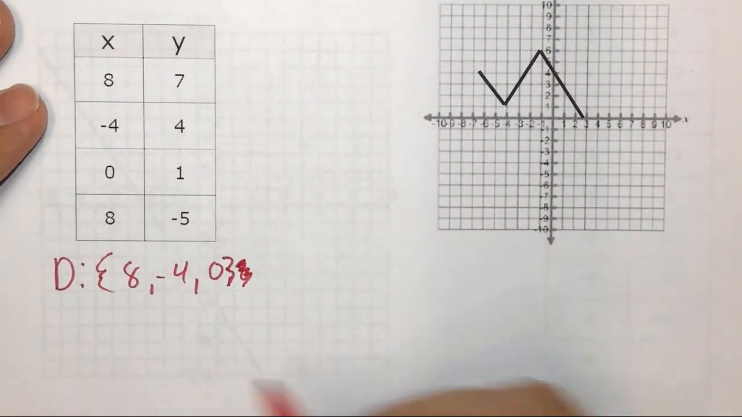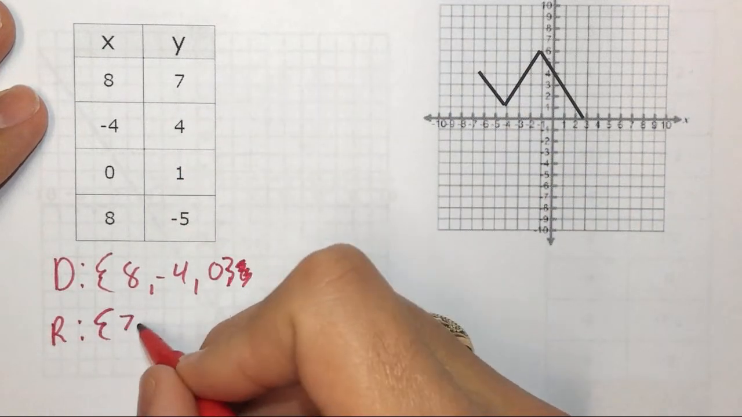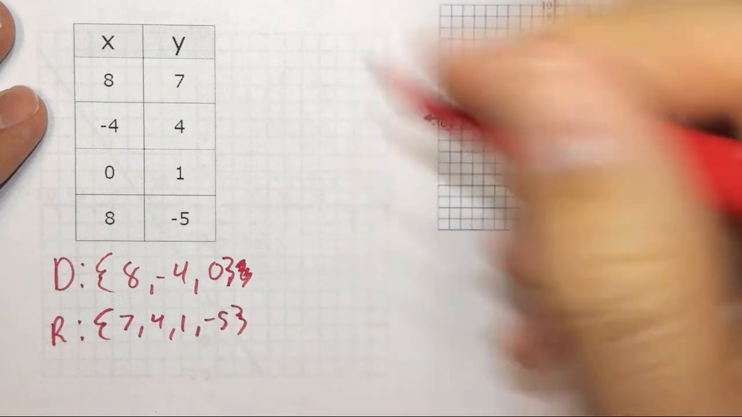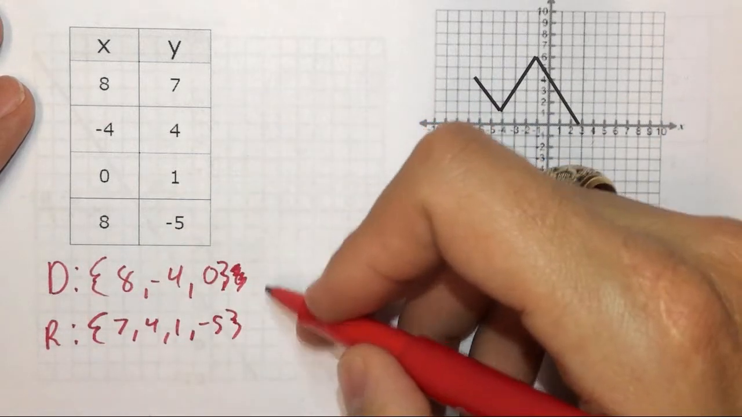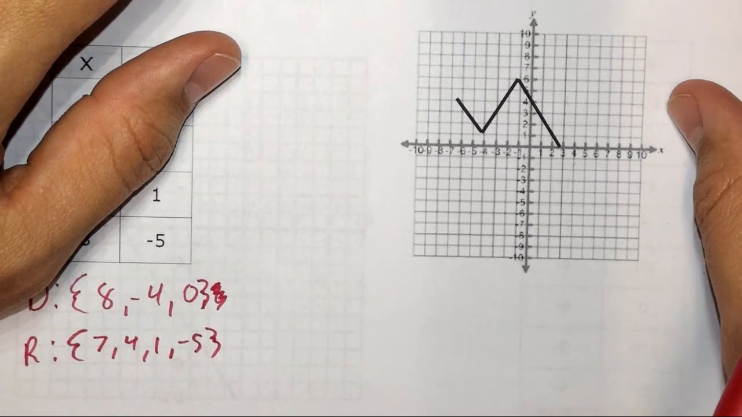For the range, I can say that is the 7, the 4, the 1, the -5. If you want to be nice to your teacher, it would be nice to have this put in order from least to greatest. Makes it a lot easier for us to grade and a lot happier grading it.